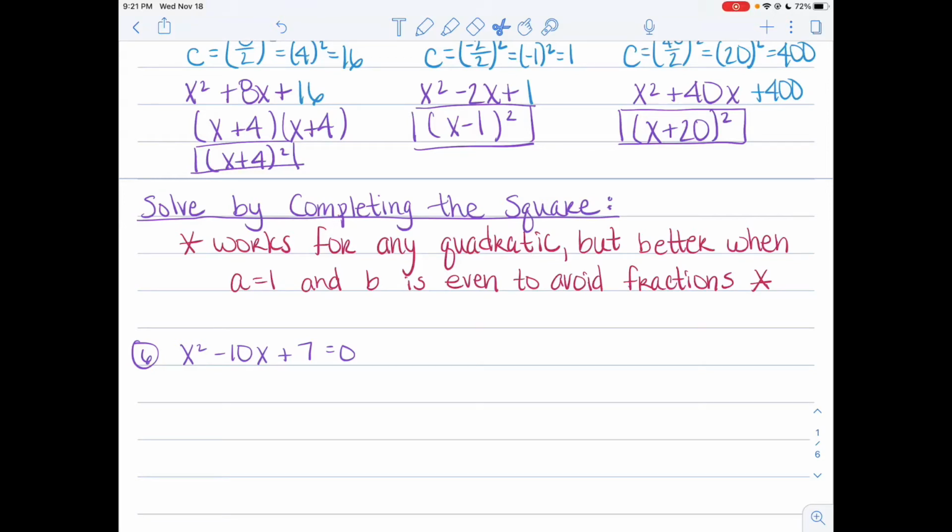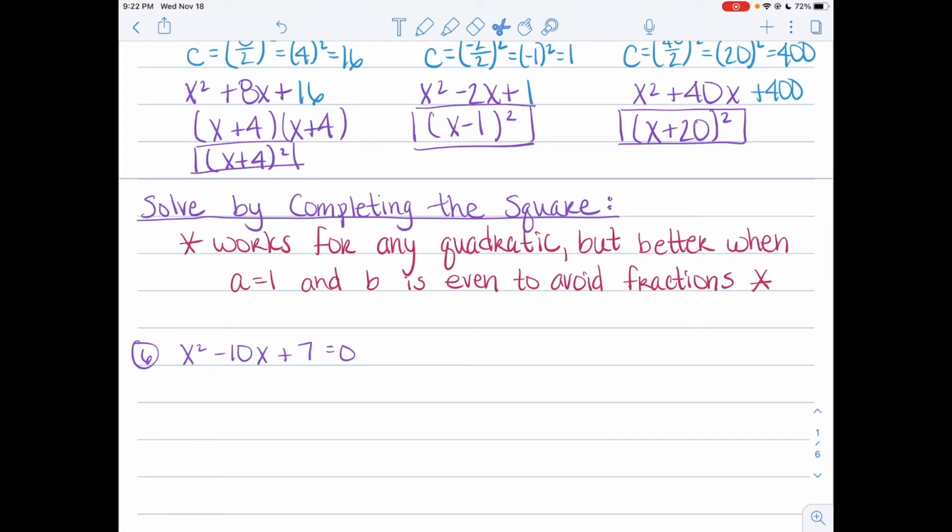All right, now let's look at using completing the square to actually solve some quadratic problems. Now, I want to tell you that completing the square is a technique that will always work for you. However, sometimes it might not be the easiest technique to use. Sometimes it would be better to use regular factoring or use the quadratic formula.